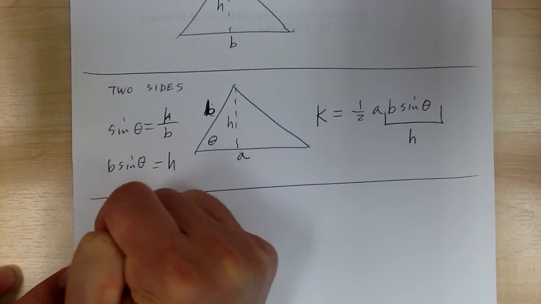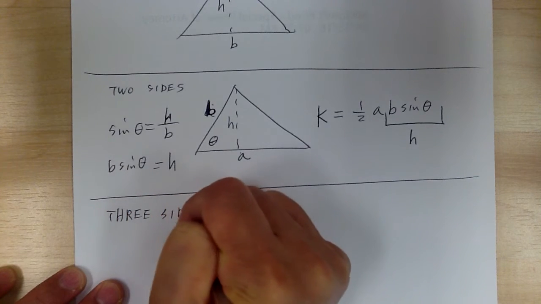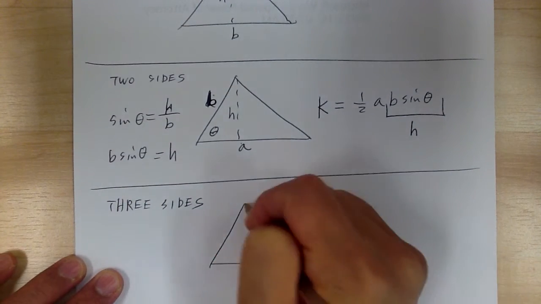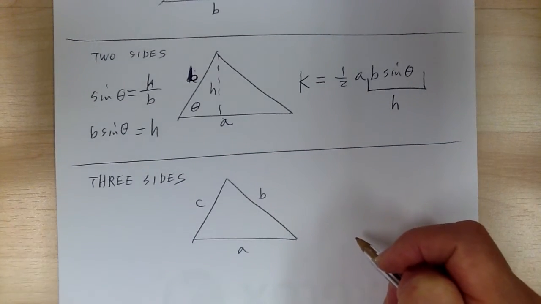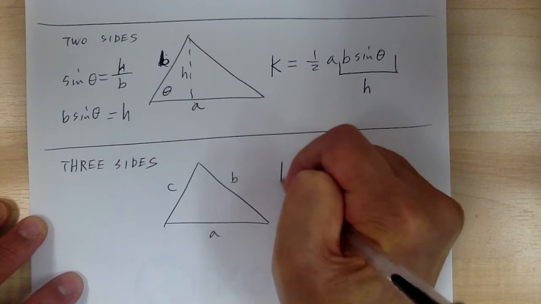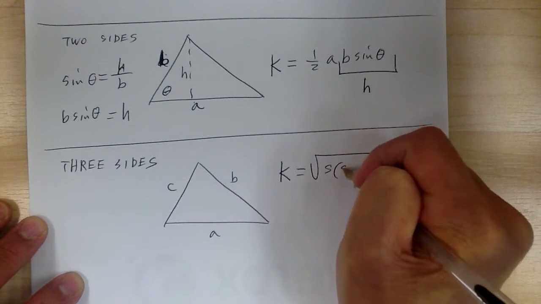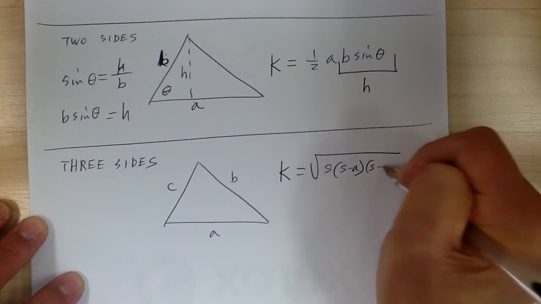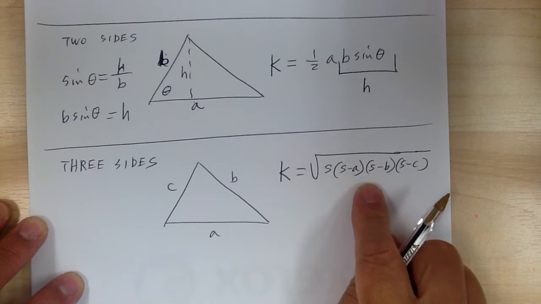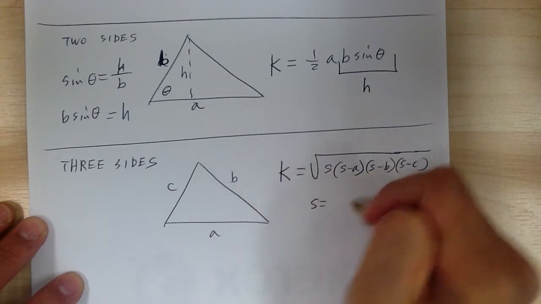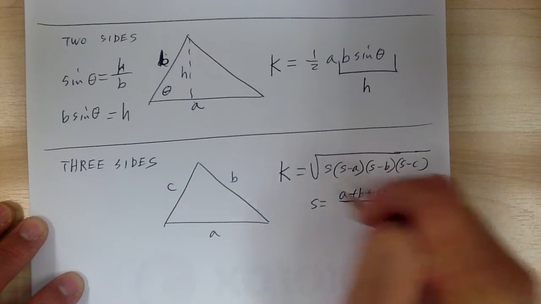Now, when the three sides are given, so you have A, B, and C. In this case, the area equals the square root of S times (S minus A)(S minus B)(S minus C). S is the semi-perimeter. So S is equal to A plus B plus C over 2, half of the perimeter.